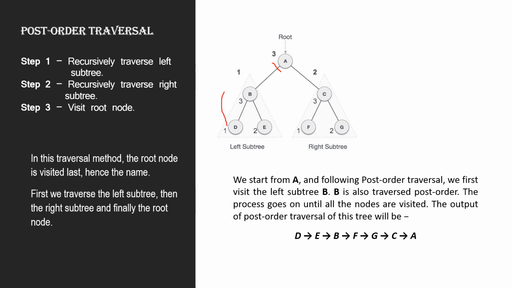The output of the post-order traversal of this tree will be first D, because it is the leftmost node, and after that the right node E, and finally the root node B. After that we move to our right subtree. Here the left node is F, the right node is G, and its root node is C, and finally the main root node of our tree is A. Here is how we perform the post-order traversal.